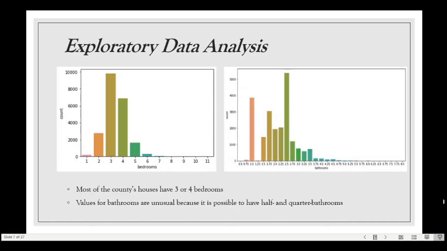Now let's take a look at the histograms of the bedrooms and bathrooms. On the left-hand side, we have the histogram of bedrooms, and we see that most of the houses have 3 to 4 bedrooms, with 1 and 7 being the lowest. From the histogram of bathrooms on the right-hand side, we see that the values are unusual, though most of the houses have 2.5 bathrooms, and it is possible to have half and quarter bathrooms.